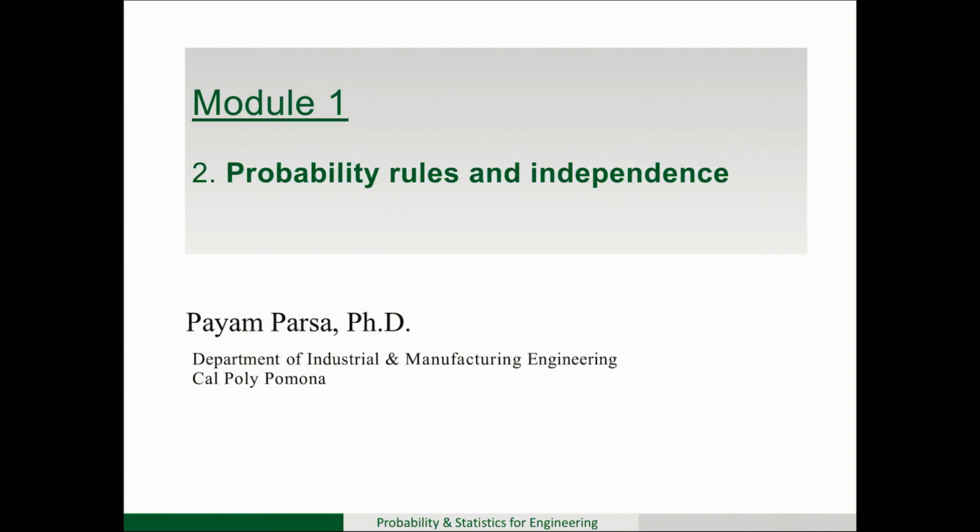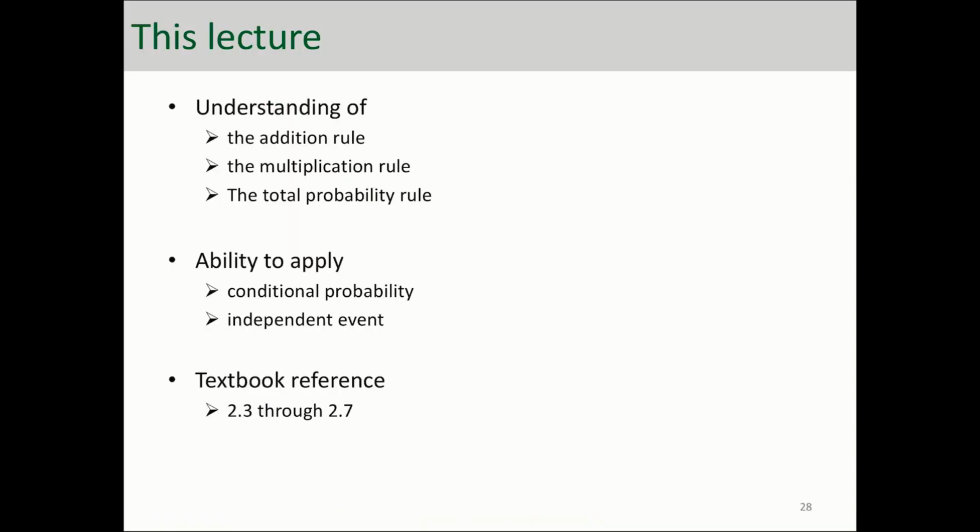Hello everyone. In this video we're going to look at the second section of Module 1, Probability Rules and Independence. In this section we're going to learn about these three main rules of probability: the addition rule, multiplication rule, and the total probability rule. And among these topics we will learn about these two very important topics of conditional probability, where calculating probability is going to get a little more difficult, and independent events. And you can learn about these topics in these sections of the textbook.